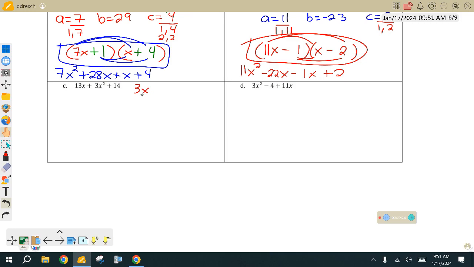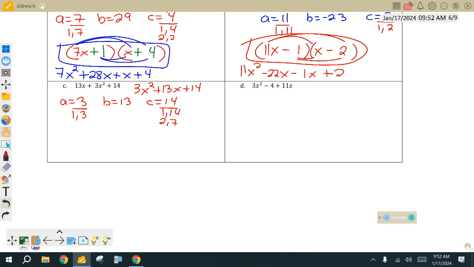3x squared, 13x, and a 14, both pluses. Factors of A, factors of C. Factors of 3 and factors of 14. Guys, what's the factors of 14? Yep. And when you listed out 1 and 14 and then I heard 2 and 7, don't keep track of those in your head. As you'll see more probably tomorrow or Friday, the amount of factors are going to increase. If I said 48, what's factors of 48?